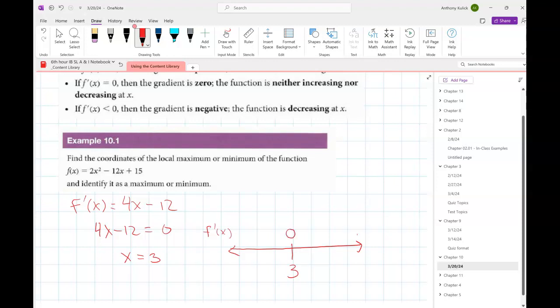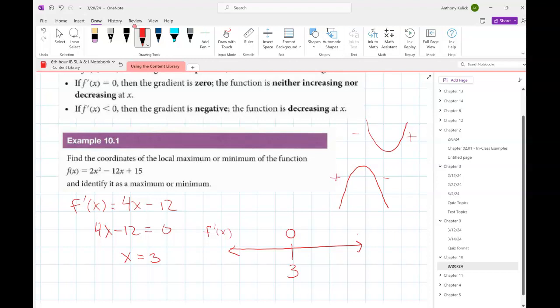So we know that at 3, the derivative is 0. If I have a maximum that looks like this, is the function increasing and then decreasing, or decreasing and then increasing? Increasing to decreasing. If it's a minimum, what's it going to be? Decreasing to increasing. So to tell the difference between a max or a minimum at 3, I'm going to pick an x value on either side of 3, plug that into the derivative, and check to see if it's positive or negative.